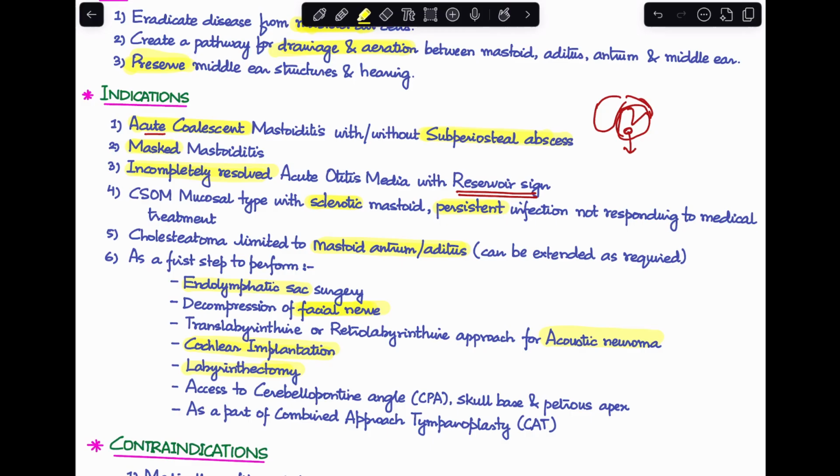This can also be used for access to the CP angle, the skull base, and the petrous apex. And lastly, cortical mastoidectomy is also done as a part of combined approach tympanoplasty, which is also a canal wall up procedure in mastoid surgery. So these are all the indications of performing cortical mastoidectomy.